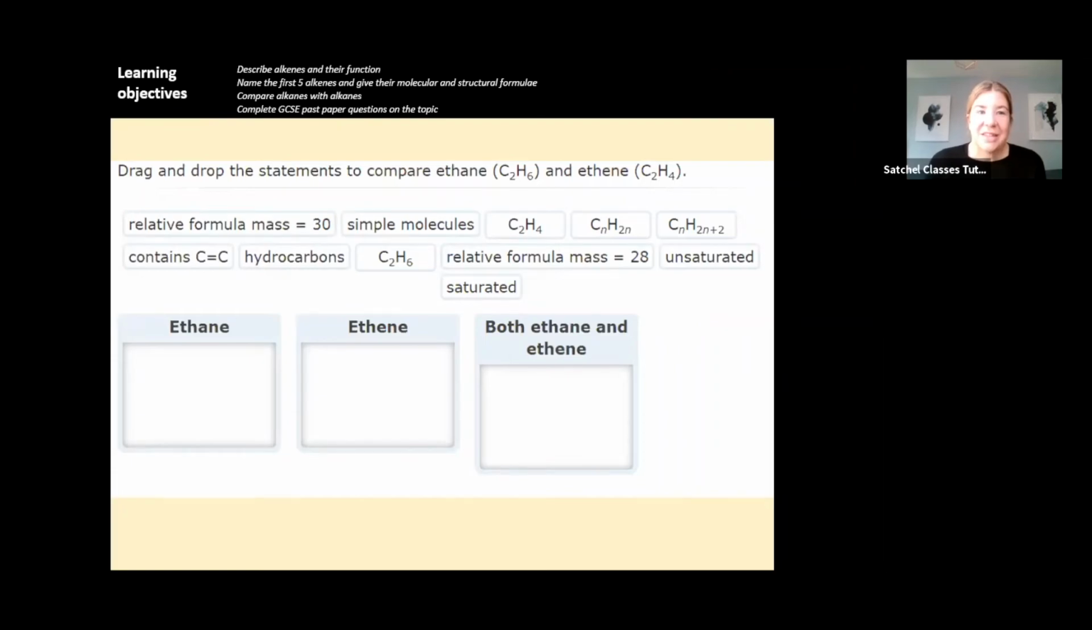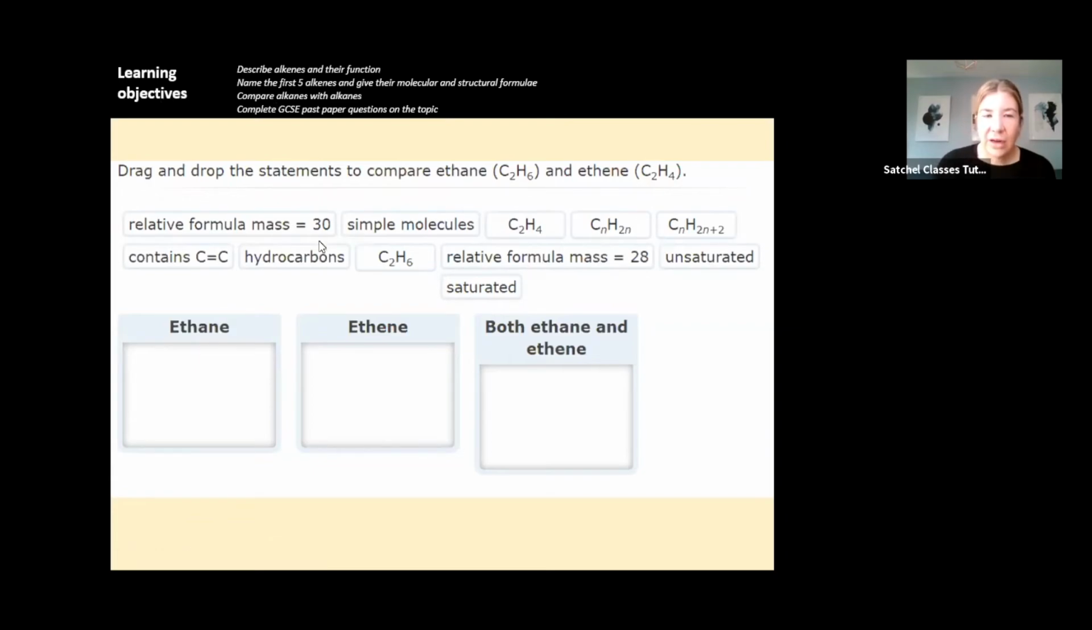What I'd suggest is to have a go at this, okay? Again, feel free to do this in your notes or feel free to do it verbally. Drag and drop the statements to compare ethane and ethene. So this is a quick comparison between alkanes and alkenes, okay? So some different statements here, for example, relative formula mass, simple molecules. There's some different formulas on there. And there's the terms unsaturated and saturated.